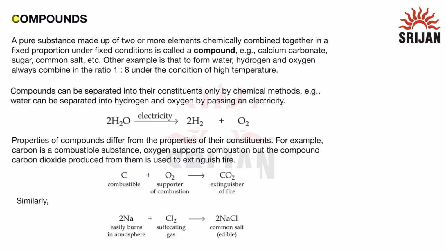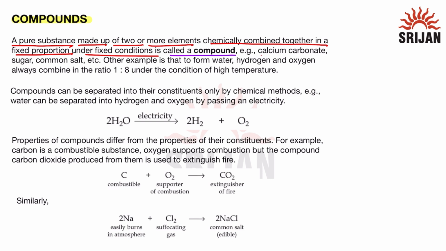The topic is compounds. A compound is a pure substance that is made up of two or more elements chemically combined together in a fixed proportion under fixed conditions, and this is known as a compound. Elements are made up of similar kinds of atoms, but a compound is made up of two or more elements which are combined together in a fixed proportion and under fixed conditions.